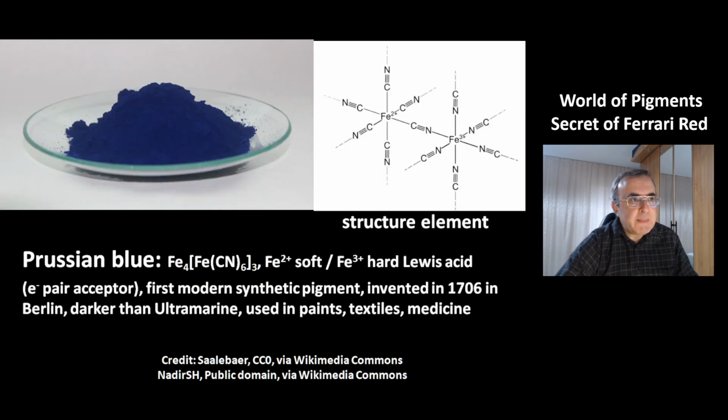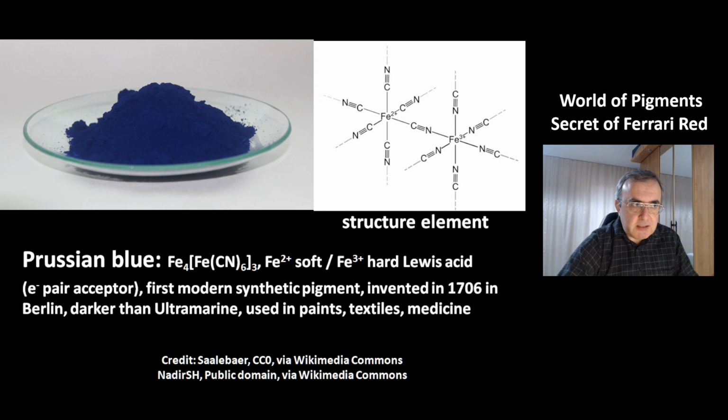This is Prussian blue. At the right you can see its structure element. It is an iron cyanide compound. This is a good example of how Lewis acids and Lewis bases work. The bigger iron 2 is a soft Lewis acid. The smaller iron 3 is a hard Lewis acid. The carbon side of the cyanide ion is the soft Lewis base, and the nitrogen side is the hard Lewis base. That's why the hard Lewis base connects to the hard Lewis acid, iron 3, and the soft side with the carbon connects to the iron 2.